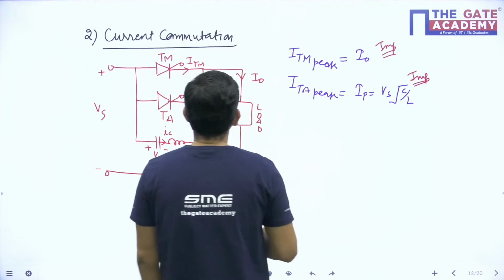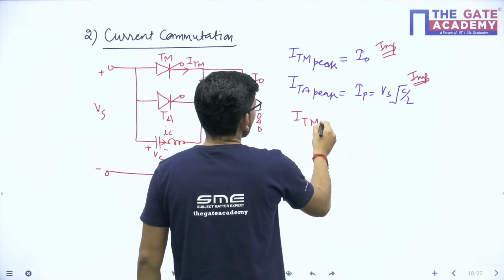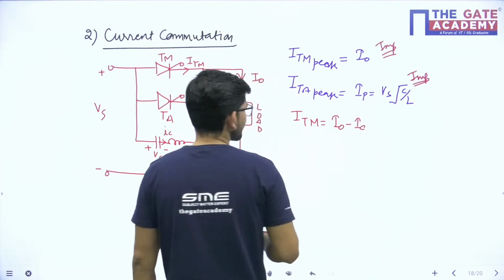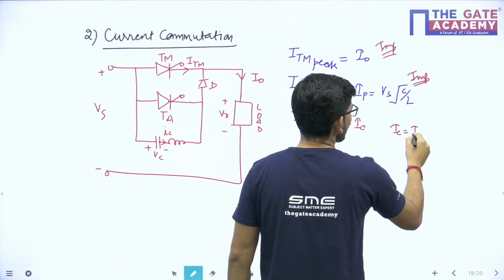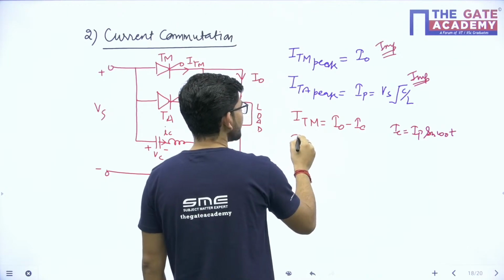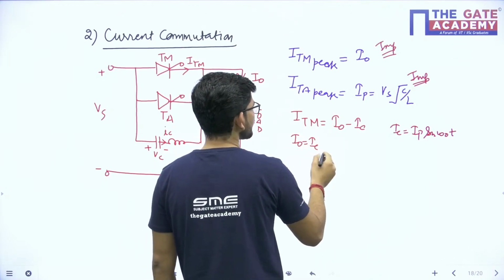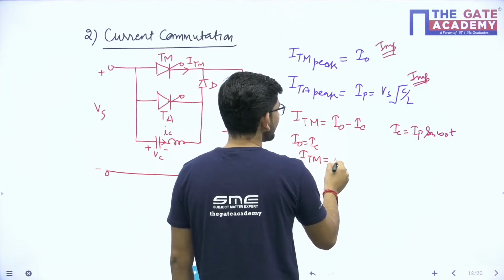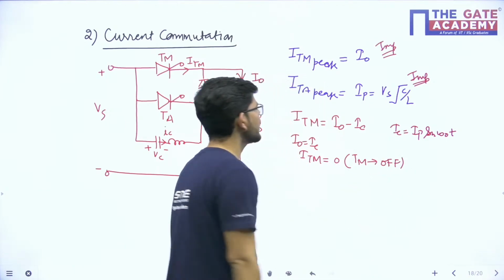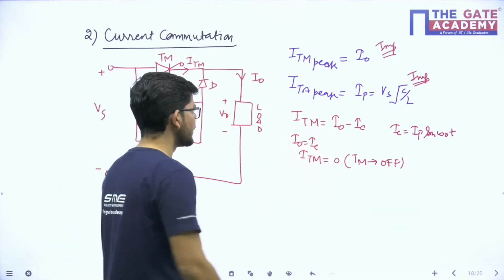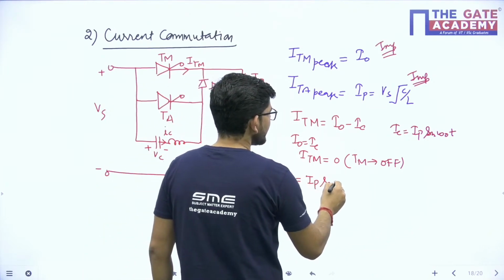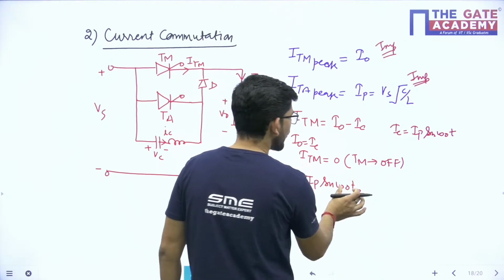After that, see, ITM current during normal condition will be equal to I0 minus IC. What is IC? IC is basically IP sine omega naught T. So you can see from here, if I0 is equal to IC, or IC reaches I0, what will happen? ITM will be equal to 0 and the main thyristor will turn off. So the main thyristor will turn off when I0 becomes equal to IC. So we have I0 equal to IP sine omega naught T2. Suppose we call this duration T2.